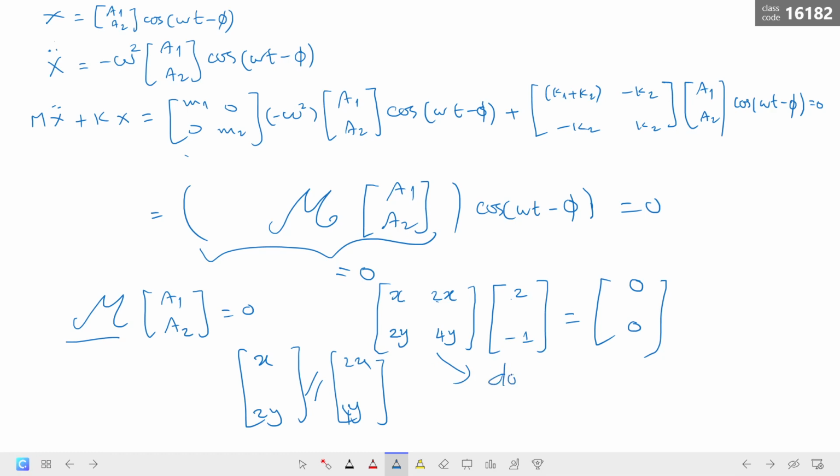Okay? Does not have full rank, which means the determinant of this matrix, which I call M calligraph, must be 0. Okay.